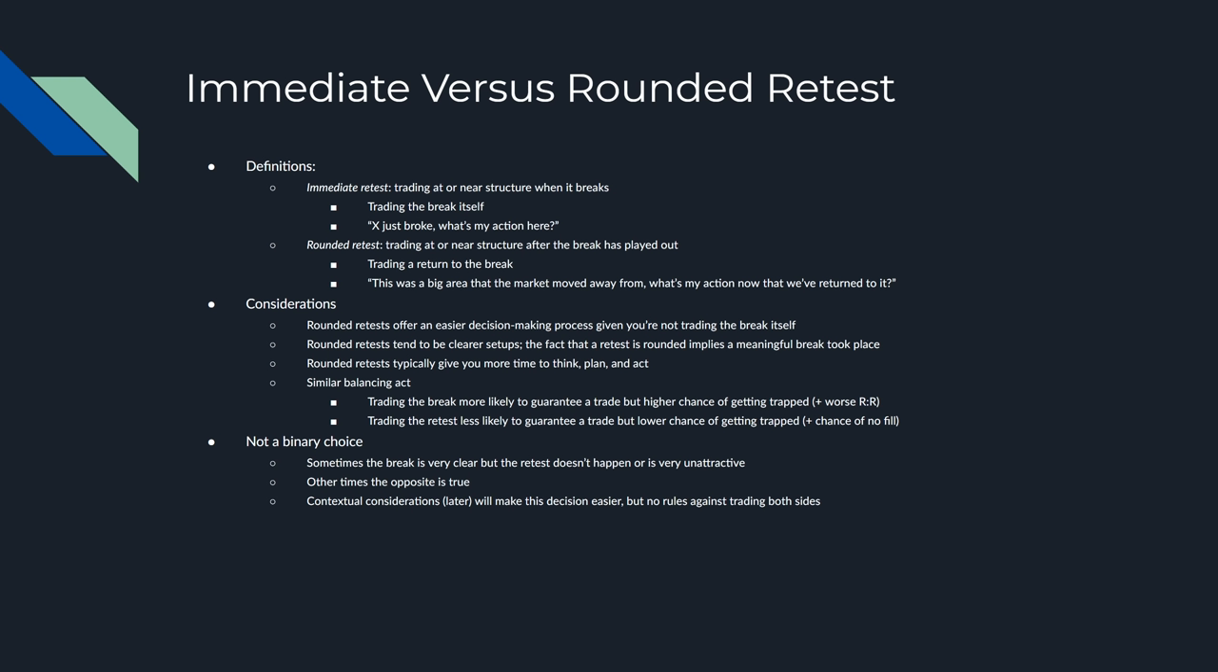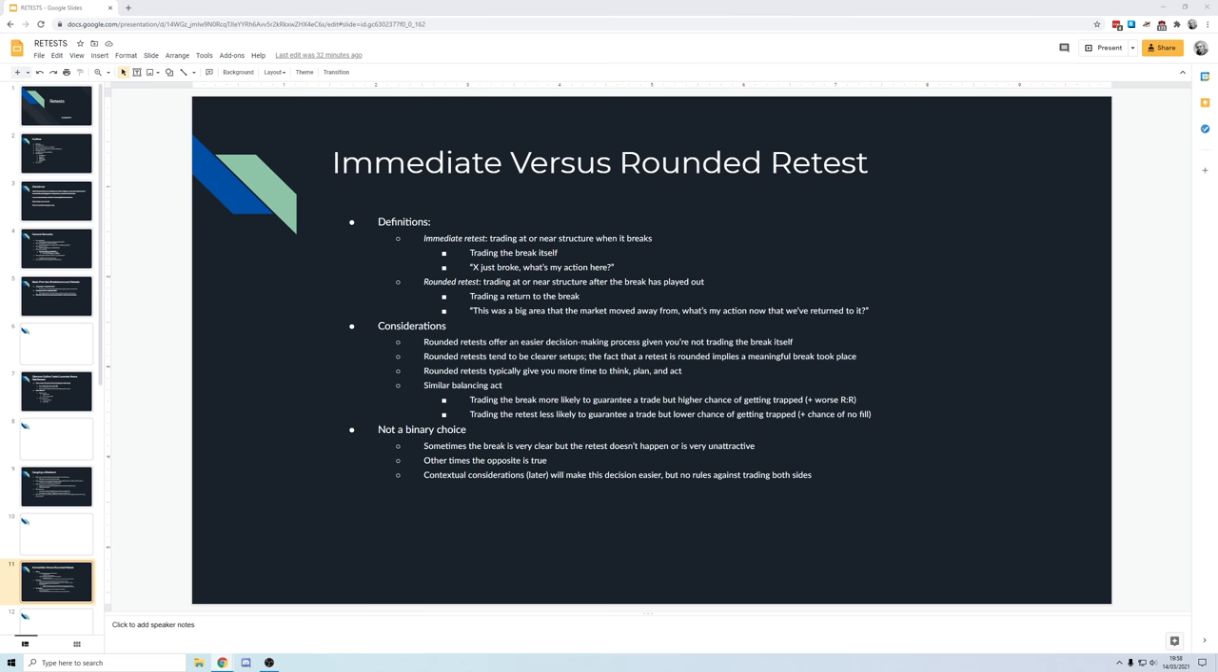It should come as no surprise that there's a similar balancing act when it comes to immediate versus rounded retest. And it's not the case that one is always better than the other. It's the same old trade-offs, no pun intended. So if you're trading the break, you're more likely to guarantee a trade, but a higher chance of getting trapped, with the added detriment of inferior risk to reward. Right? So if we go back, for example, to our daily Ethereum example here, one second, here we are. If I just bring back ETH.